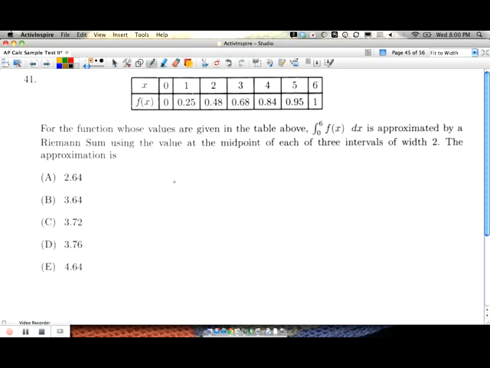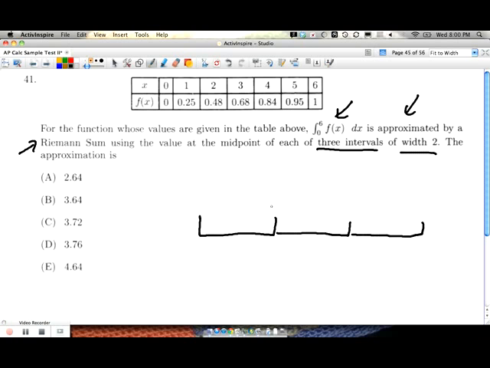Now, this one's not too hard, but if you're thinking about it, it seems like a lot of calculations. It's fewer calculations than you would think. We have this integral from 0 to 6. It's being approximated by Riemann sums. Notice first that we have 3 intervals of width 2. So that means I'm going to have 3 boxes, each with a width of 2.